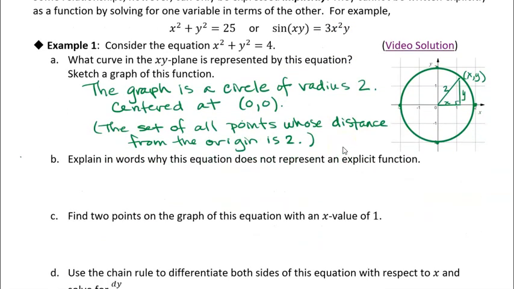All right, so let's look at the next question here. It says, explain in words why this equation does not represent an explicit function.